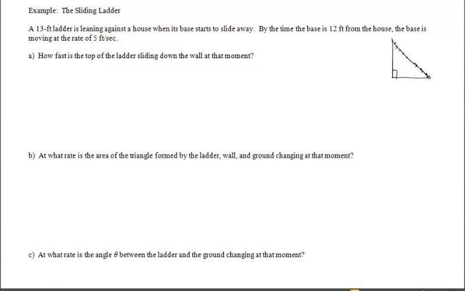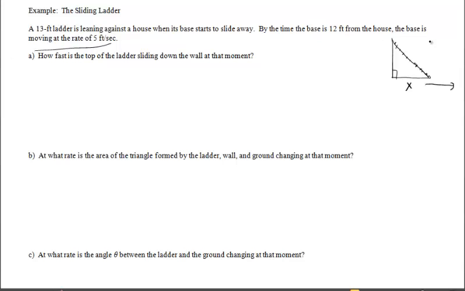So we form a right triangle. And it tells us that the base is slipping away, so I'm just going to put an arrow here to indicate direction. All right. So it says by the time the base is 12 feet from the house, so we're talking about this distance right here, the base being 12 feet. Until it is 12 feet away, we're just going to label it as X. That's the horizontal component. By the time the base is 12 feet from the house, the base is moving at a rate of 5 feet per second.